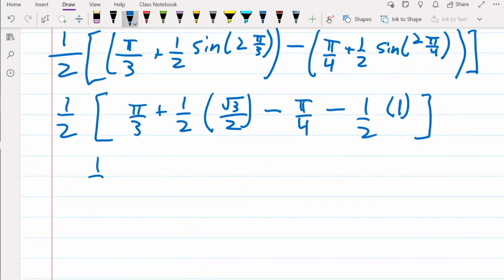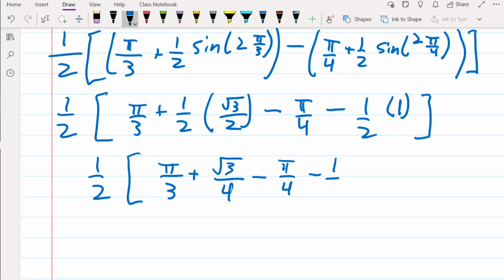All right, so 1/2 times pi over 3 plus root 3 over 4 minus pi over 4 minus 1 over 2. And let me take a look. So I believe we can simplify this a bit more if we wanted.